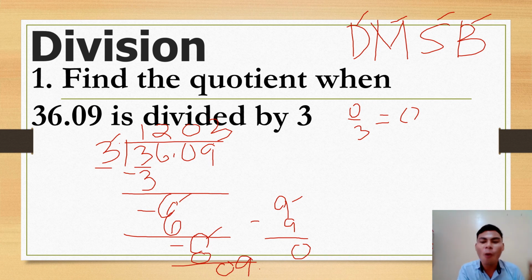Pero tingnan nyo, we are dealing with decimal. So, saan siya na-align? Here. So, lagyan mo ng decimal. So, ang quotient is 12.03.